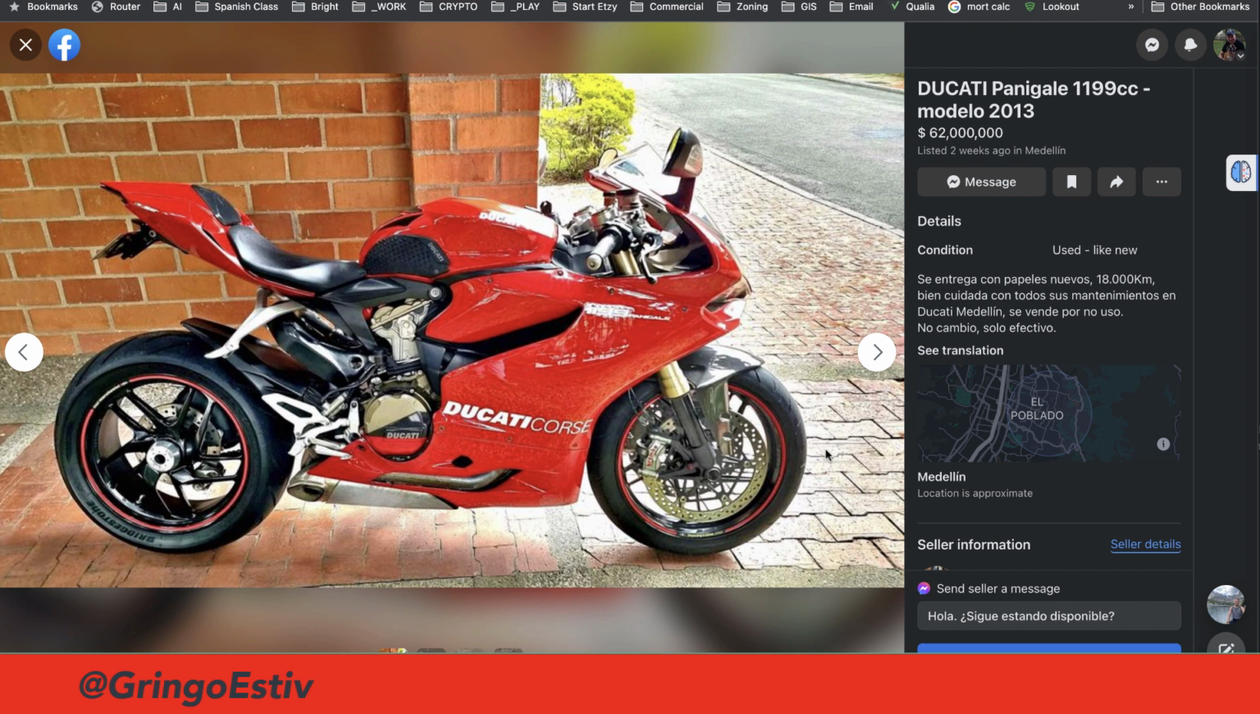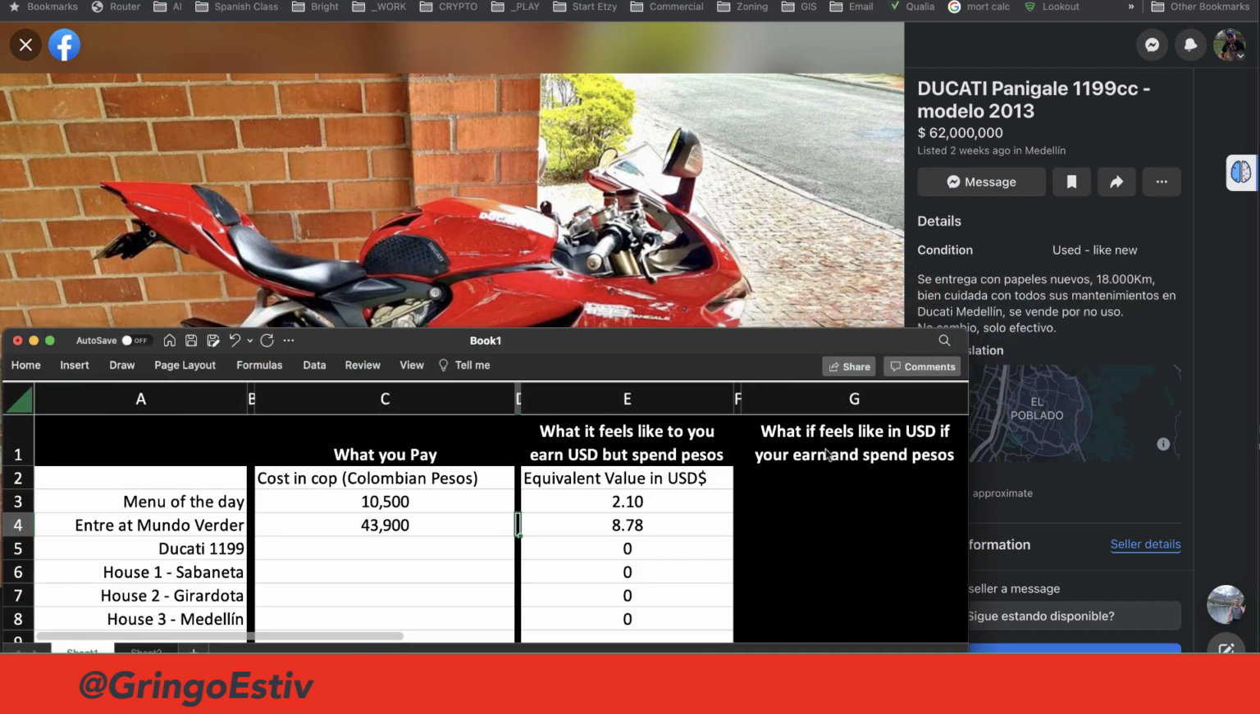So again, to do the math conversion, we're going to drop off the last 3 zeros. So then it becomes 62,000. And then we're going to divide that 62,000 by 5. And we get 12,400. So that 62 million pesos feels to me with US dollars as $12,400. So again, not too bad for that bike for 2013. I don't know what the miles are on it, but it doesn't matter. 16,000 or 18,000 kilometers. So, okay, not too bad. Again, for me, US dollars doesn't feel too bad.